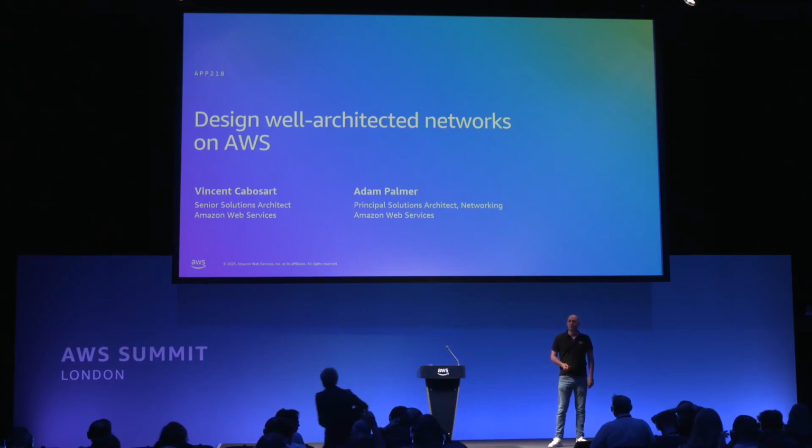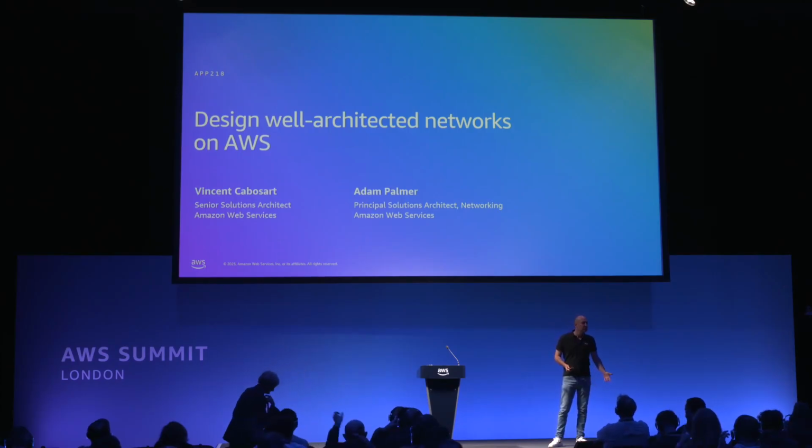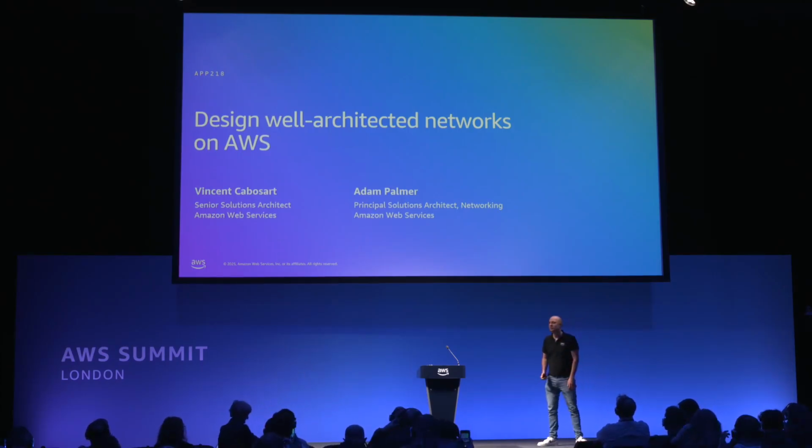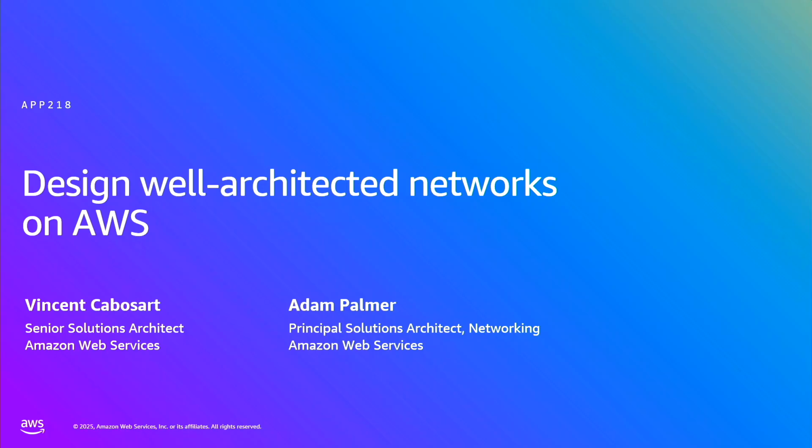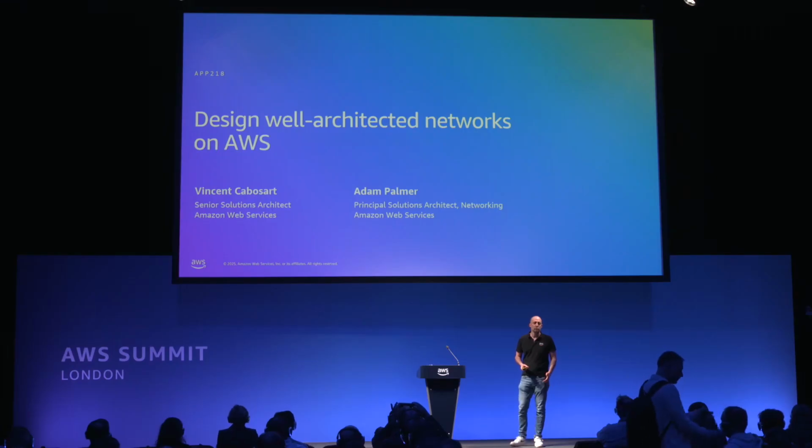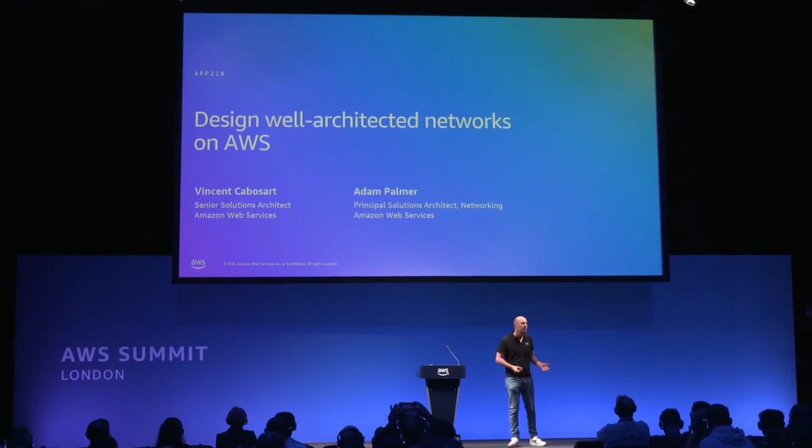So we all use and build applications. And all these applications run on a network, even if we are in the cloud. As an AWS customer, it's very important that you have strong network foundations that are aligned with your application's requirements, things like security or resilience. So today in this session, we are going to see how you can design well-architected networks on AWS.